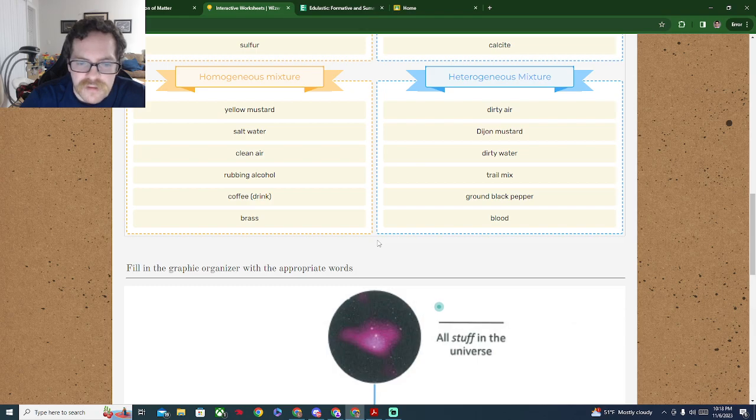Clean air. Generally, you can't see anything in the air. That means it is all mixed together well. It is a homogeneous mixture. Rubbing alcohol is usually 70% isopropyl alcohol. Even without knowing what the other 30% is, usually water, if it's 70% one thing, it means the rest of it is something else. It's a mixture. But look at rubbing alcohol. You can't tell the difference.